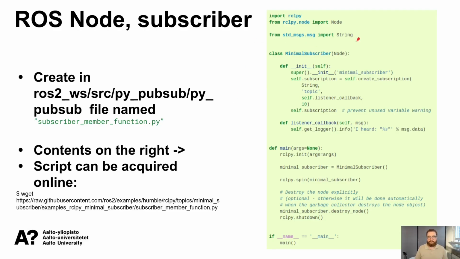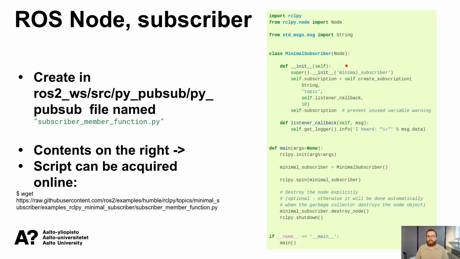And if we look at the imports, we can see that we are importing the same things. And again, we are creating a class that inherits Node. This time it's MinimalSubscriber. Last time we were creating a publisher, so we named it MinimalPublisher. But these are, of course, just the name of the class, so you can name your node anything you want.